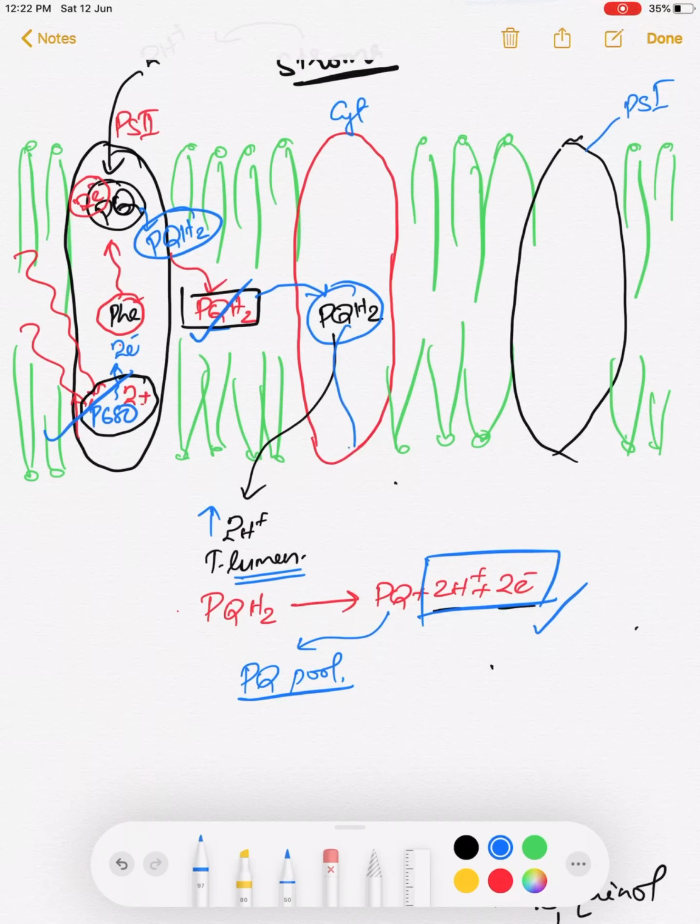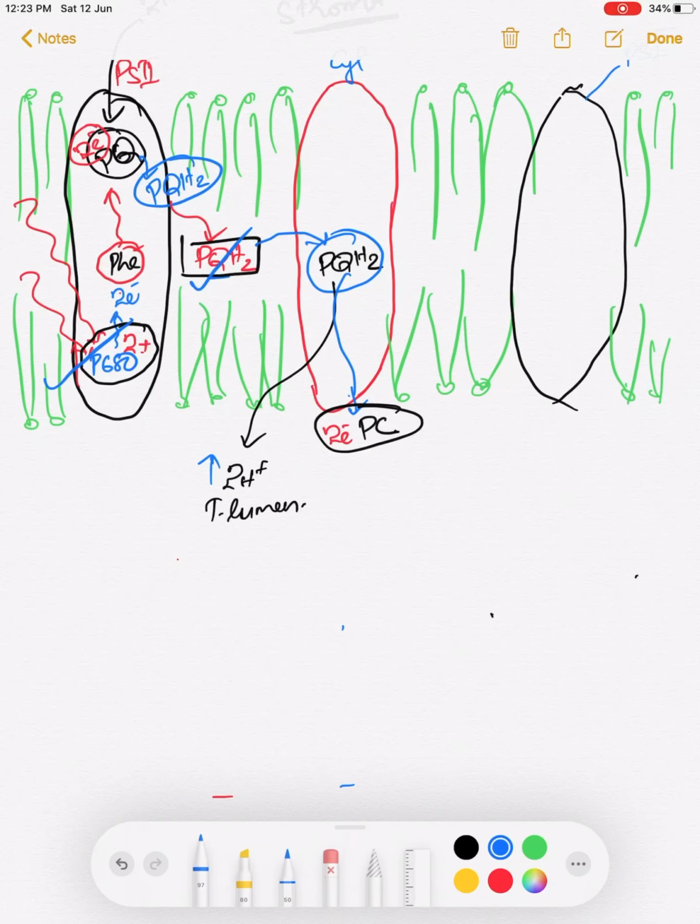The remaining 2 electrons are accepted by another electron carrier called PC, plastocyanin. Plastocyanin is represented by PC. Now the electrons are in plastocyanin. Remember, this plastocyanin is also a mobile electron carrier. Carrying these 2 electrons, plastocyanin then moves to the luminal side of the PS1.